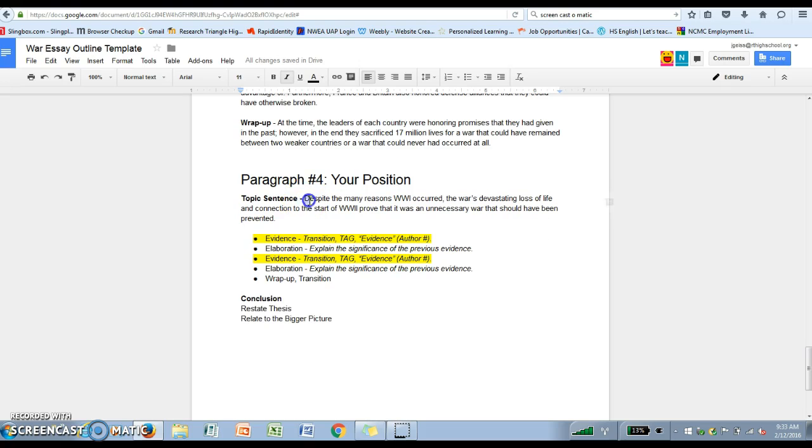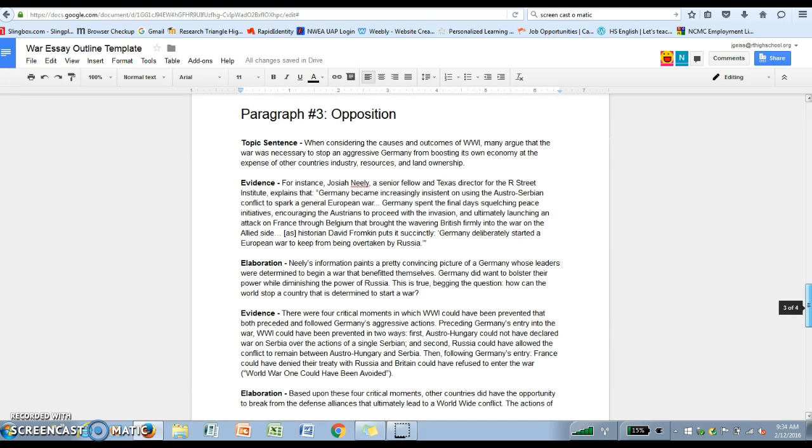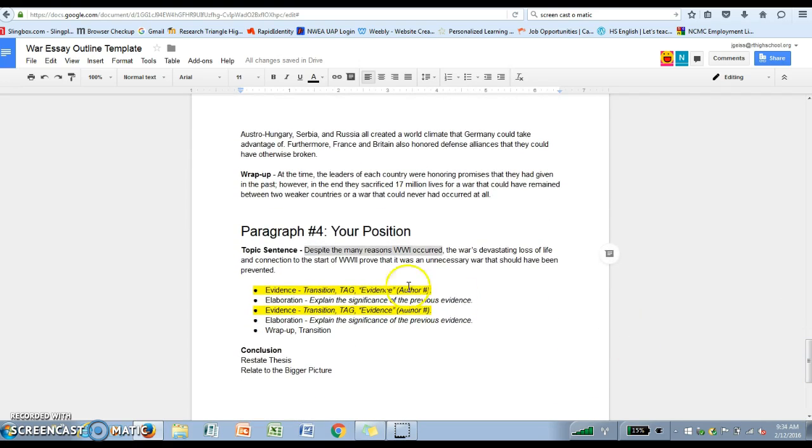So for instance, it starts with the words, despite the many reasons World War I occurred. So this is transitioning from the previous paragraph to this paragraph. In the previous paragraph, the opposition argued that World War I was necessary. And so this transition is acknowledging the fact that we just talked about reasons why the war had to occur. However, we're also indicating the fact that we disagree with that opposition's position. And we communicate that through using the word despite, which means that even though this is true, we don't agree that World War I should have happened.